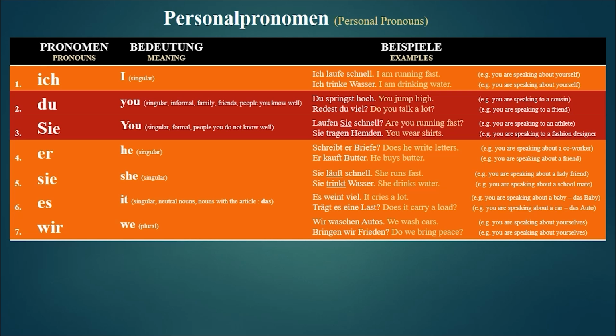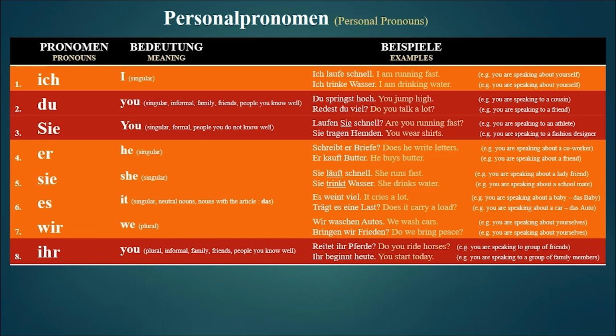Wir waschen Autos. We wash cars. You're speaking about yourselves. Yes. And then bringen wir Frieden. Do we bring peace? That is, you are speaking about yourself again. So wir at number 7. We. Number 8. Ihr. Ihr is a very interesting pronoun referring to 2 or more people.